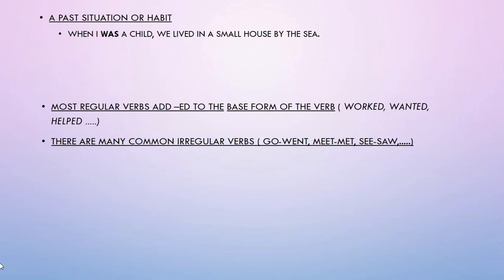My father made coffee, got dressed, and left for work. Okay, so a past situation or a habit. When I was a child, we lived in a small house by the sea. We are speaking about a past situation or past habit. Most regular verbs add ed to the base form of the verb. Work, worked. Want, wanted. Help, helped. There are many common irregular verbs: go, went, meet, met, see, saw.